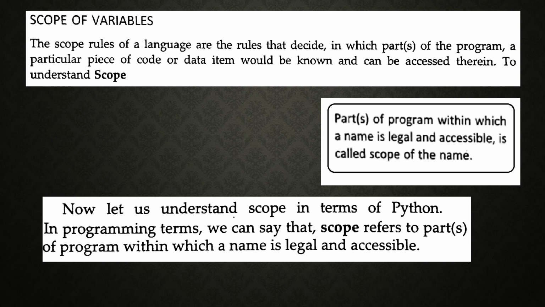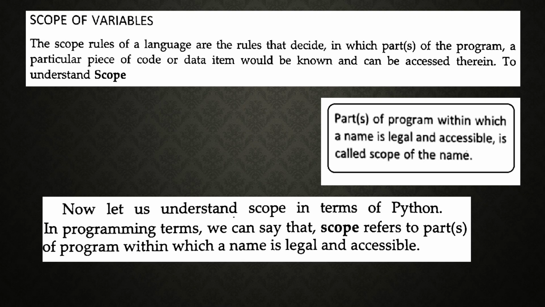Next slide is about scope of variables. The scope rules of a language are the rules that decide in which part or parts of the program a particular piece of code or data item would be known and can be accessed. To understand scope, we need a particular piece of code. It is also given that the part of a program within which a name is legal and accessible is called the scope of the name.